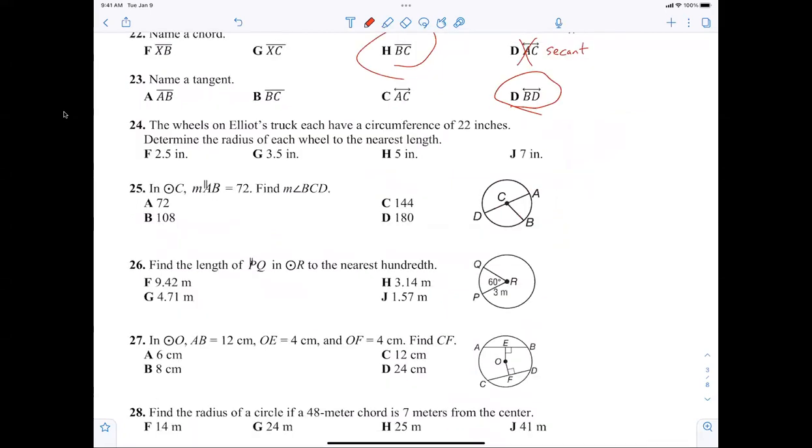The wheels on Elliot's truck have a circumference of 22 inches. Determine the radius. Remember, circumference is equal to 2 pi r, correct? Anybody have any trouble agreeing? Anybody?